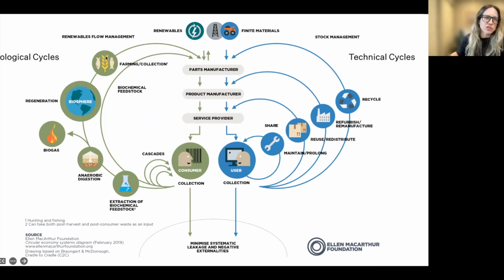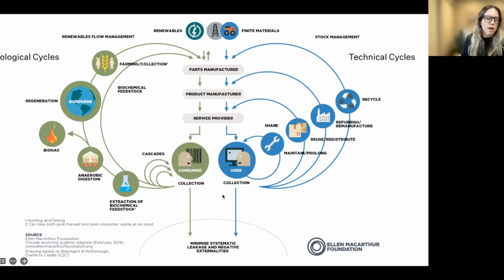in the biosphere, collection and farming of those feedstocks, and then going into the manufacturing, for example, of a material, or what they're calling a part in this diagram, through then into a product. So making those materials or parts into a product, and then potentially through to a service provider. This is obviously a general model, not specific to the apparel and textile sector, and then of course through to the consumer and then the collection phase. And the idea is that you want to minimize the leakage of materials or products out of these two cycles.